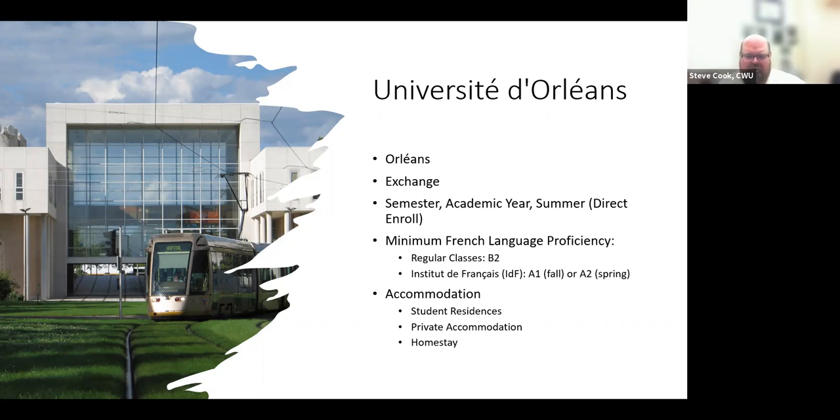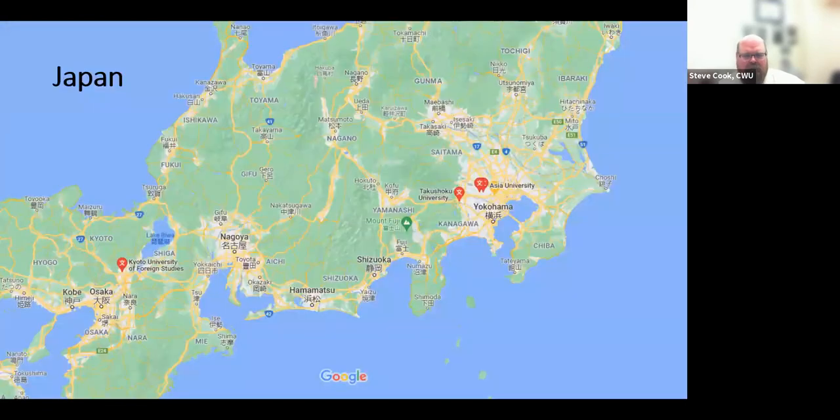Starting in the fall, it's A1, which is pretty basic. It's not no French, but that's the first level of the European Common Framework. And then if you're starting in the spring, then it's A2, which is the next level. At the moment, because of COVID, they have suspended this so that A2 is not required for spring, but I would expect it to come back at some point for future academic years. Their accommodation options are, again, student residences, private accommodation, and homestay. Move forward. That's the only partner we have in France.